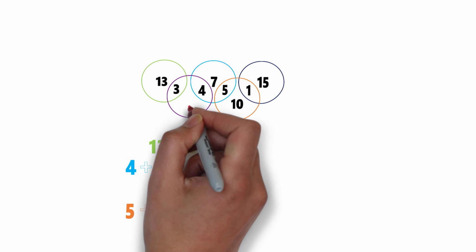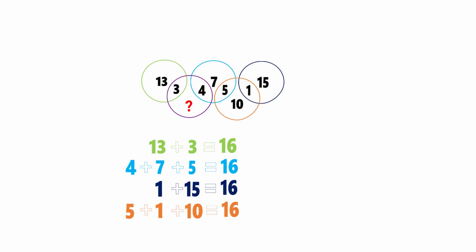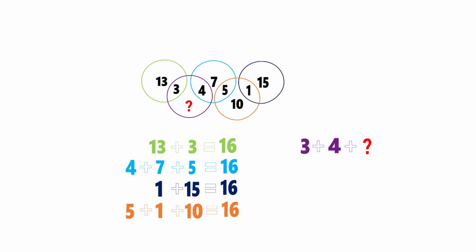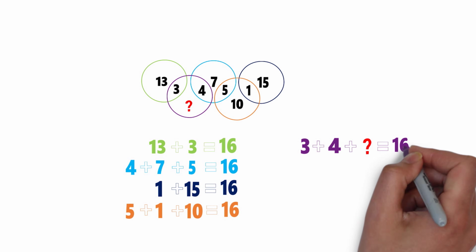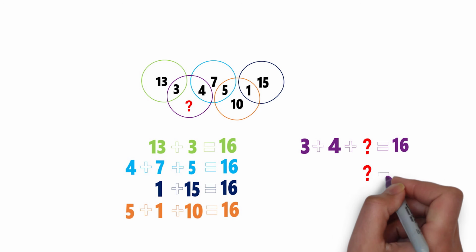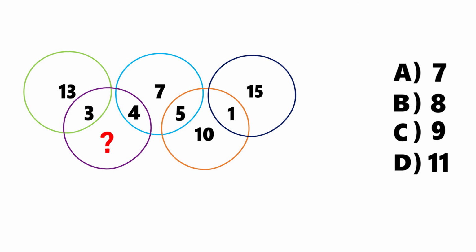So to calculate the question mark, which is the missing number, we need to add 3 plus 4 plus question mark and make an equation to make it equal 16. After doing the calculation, you see that the question mark and the missing number equals 9. So the correct choice here is choice C, 9. Hopefully you've nailed this question and now know how to answer similar problems on the test.